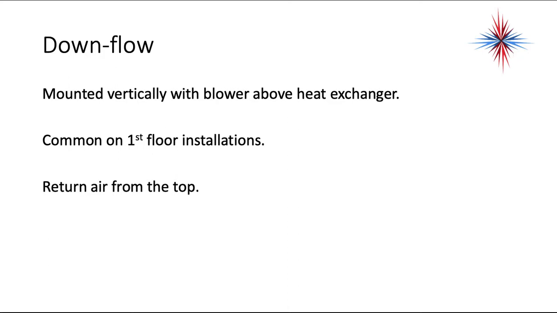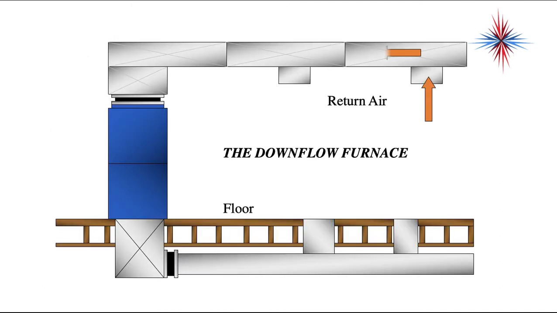Now, the other type of furnace is a downflow. It's mounted vertically with the blower above the heat exchanger. Sometimes it's common on first floor applications, and it's extremely common if you work in any mobile homes or pre-manufactured construction where the ductwork runs under the house. The return air comes in from the top and blows out, and the supply air blows out the bottom.